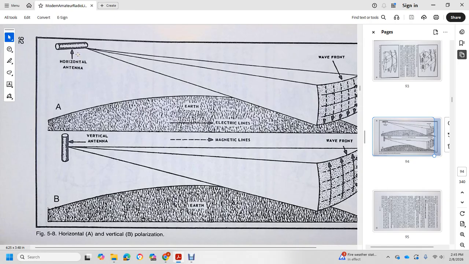Alright, this shows the horizontal antenna wavefront, the vertical antenna magnetic lines wavefront, and the Earth.